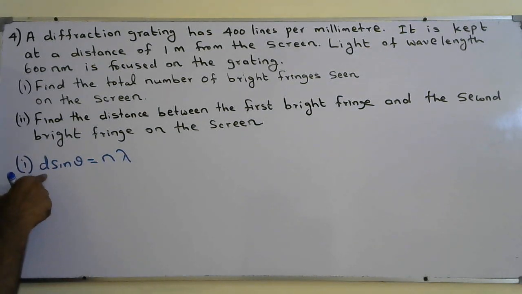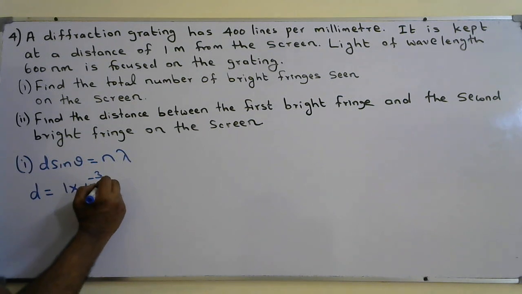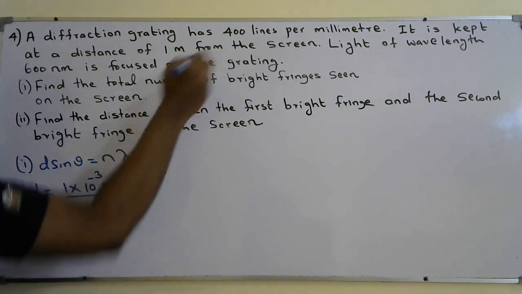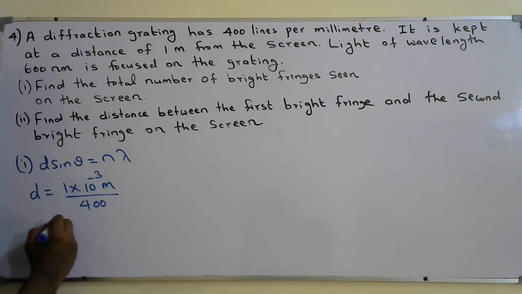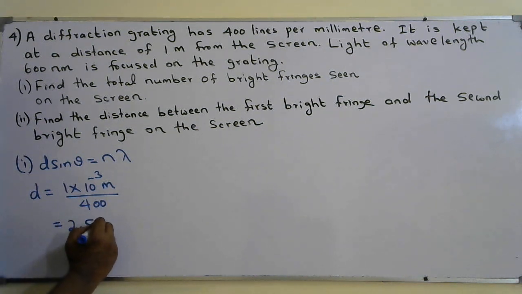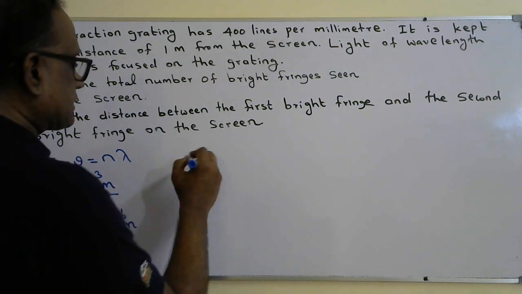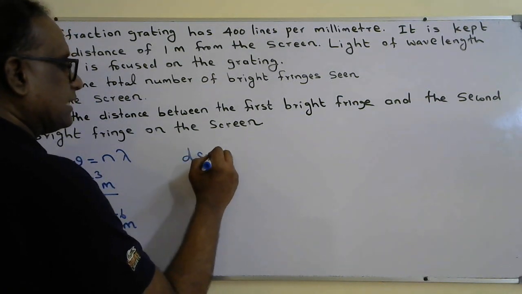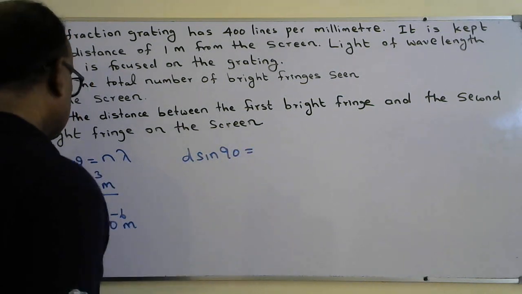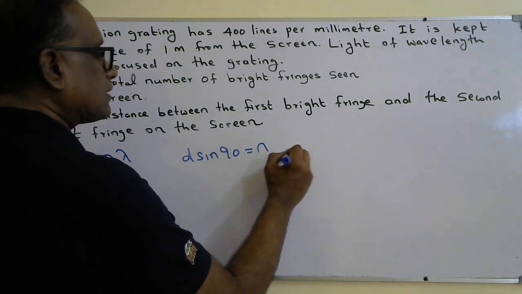So before that, I should find the d. d is equal to 1 into 10 to the power minus 3 meters divided by 400. I explained this in the theory also, how to find the d. Go through the theory again if you want. So d is 2.5 into 10 to the power minus 6. Okay, so d sin theta maximum: d sin 90 equals n max lambda.